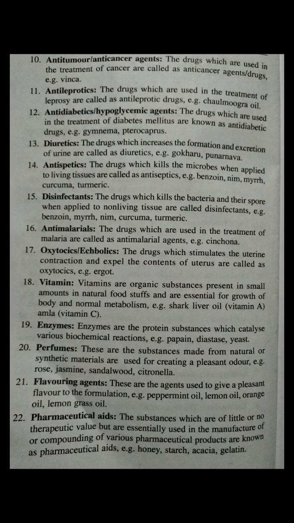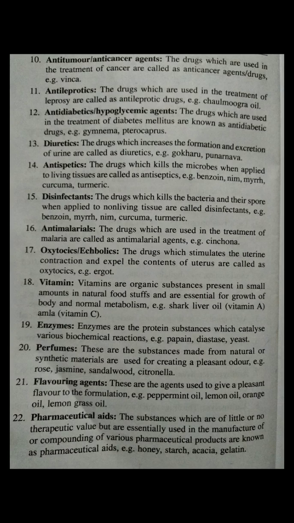Then enzymes. Enzymes are protein substances which catalyze various biochemical reactions. For example, papain, diastase, and yeast. Then perfumes. These are substances made from natural or synthetic materials used for creating a pleasant odor. For example, rose, jasmine, sandalwood, and citronella. Then flavoring agents. These are agents used to give a pleasant flavor to the formulation. For example, peppermint oil, lemon oil, orange oil, and lemongrass oil.